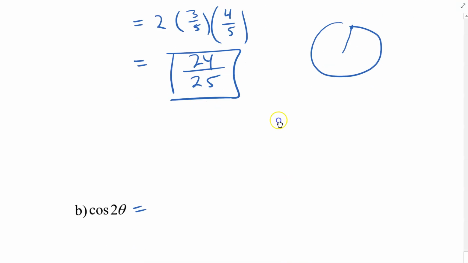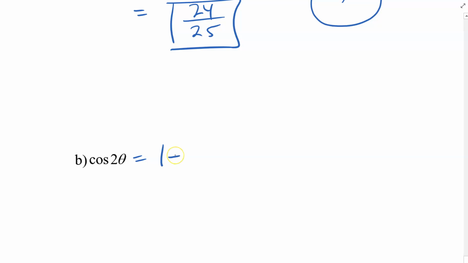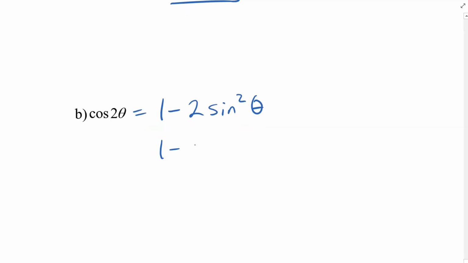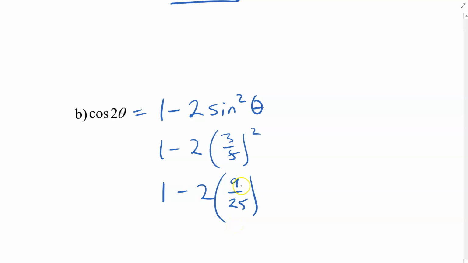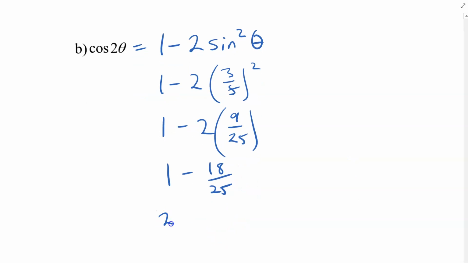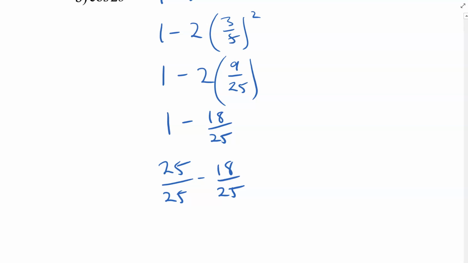So cos of 2 theta is going to be, according to my formula sheet, 1 minus 2 times sine squared of theta. Since I know that sine theta is equal to 3 over 5, this will be 1 minus 2 times 3 over 5 all squared. Now I have to be careful as I multiply here. 3 over 5 squared is 9 over 25. 2 times 9 is 18, so I get 1 minus 18 over 25. 1 is the same thing as 25 over 25, minus 18 over 25. 25 minus 18 is 7 over 25. So here would be my answer.